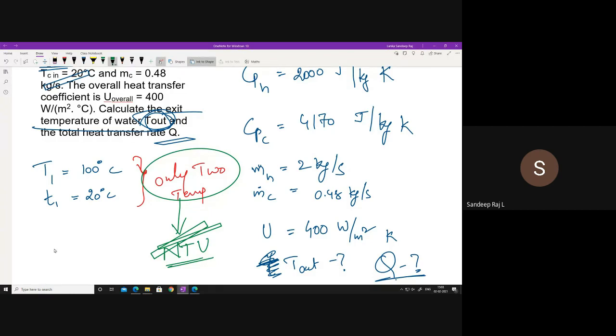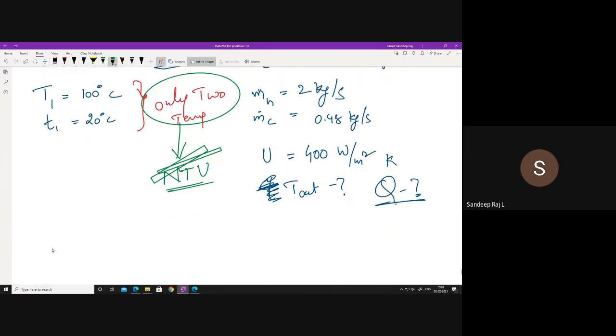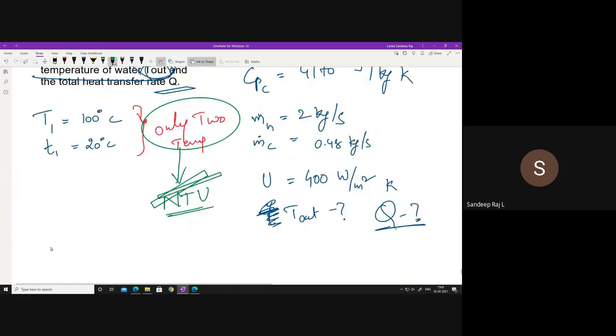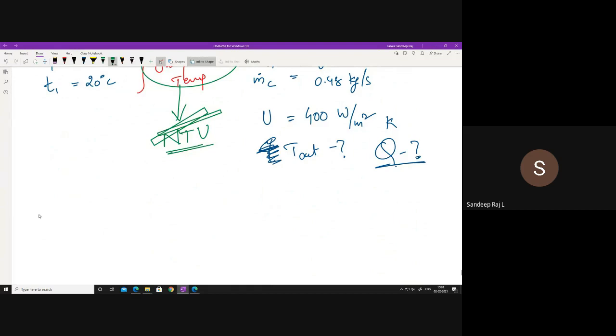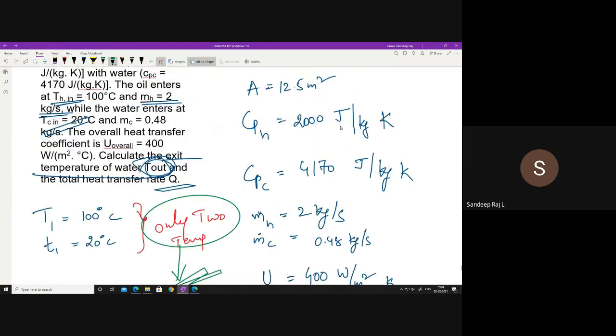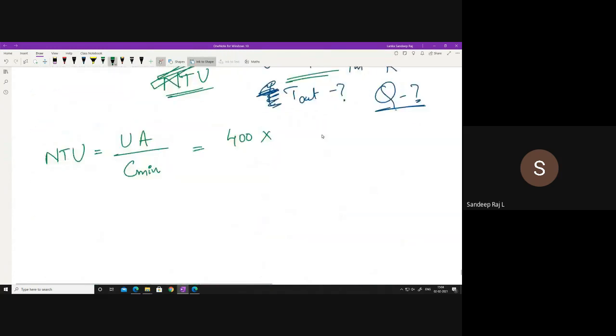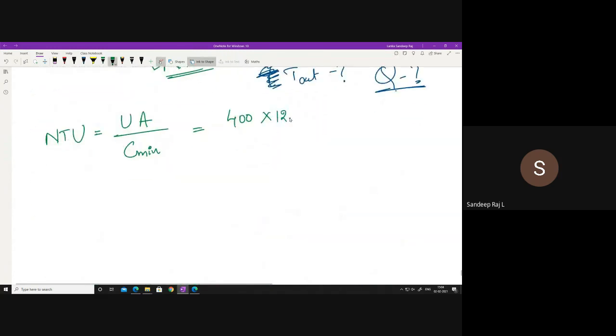All right, so everything is given to you. What you should do is find out the value of NTU first. The NTU formula is UA by C min. The U value is given to you in the question, it is 400. The A value is given also. What is the A value? It is 12.5. C min, do you know C min here?